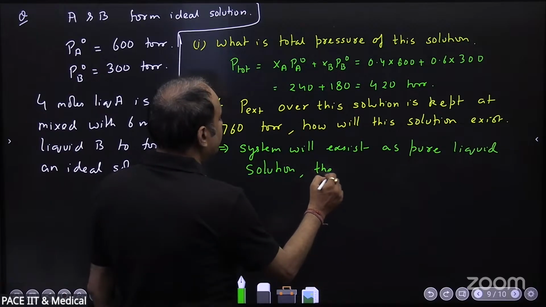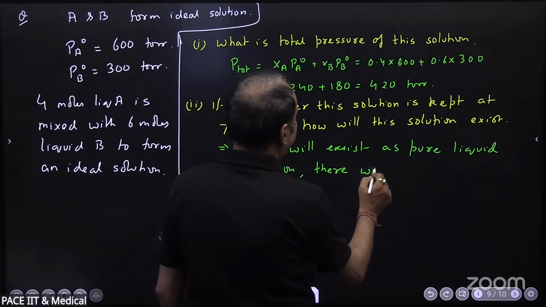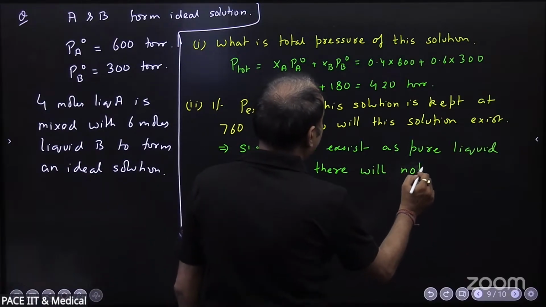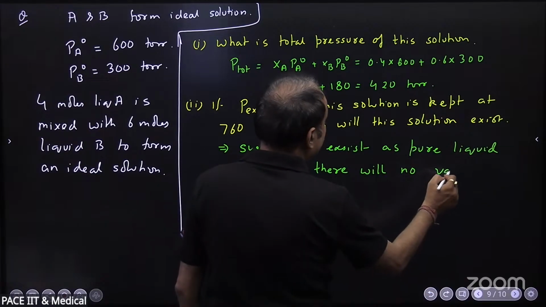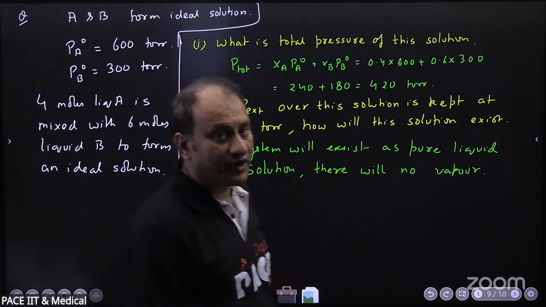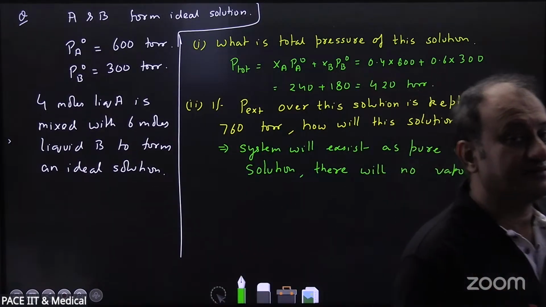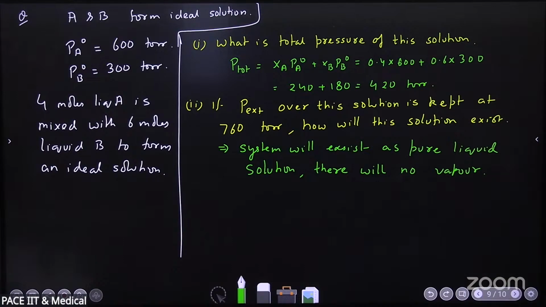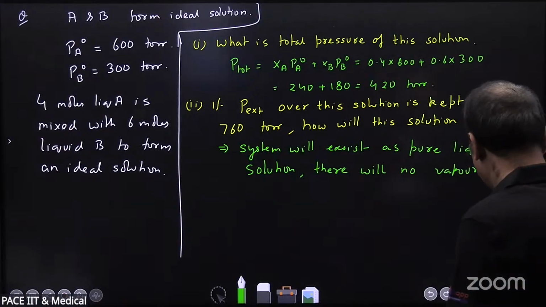There will be no vapors. No vapors, no vapor-liquid equilibrium. You are keeping external pressure at 760. The entire solution will exist as pure liquid. Okay.